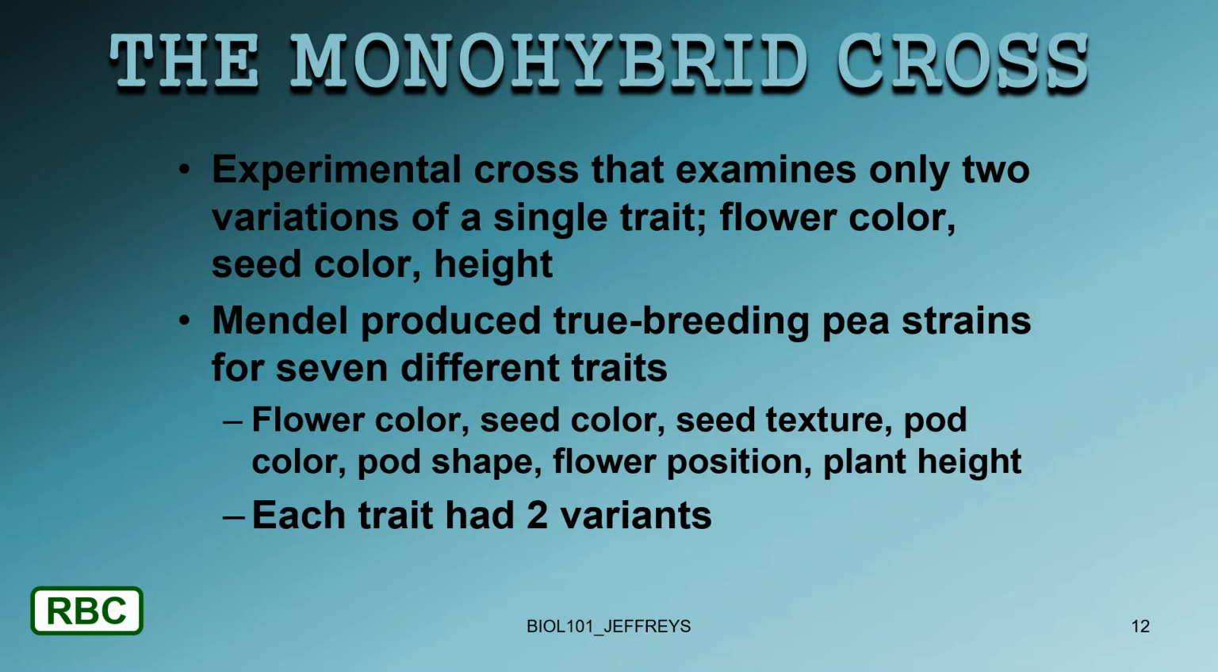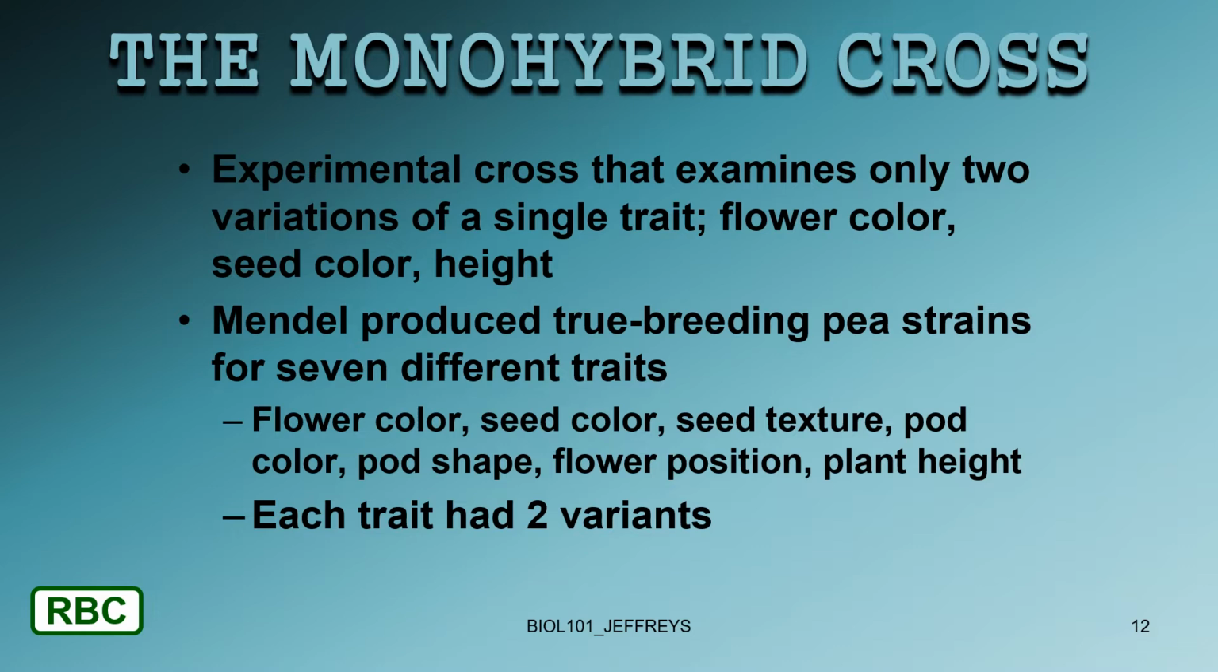So that brings us to the monohybrid cross. Now, mono means one, of course, and we're talking about, in this instance, one trait, flower color, or seed color, or the height of the plant, or wrinkled seeds versus smooth seeds. So one trait, that's the mono part, and it's hybrid. So we're crossing two different alleles, or two different variations of the same trait.